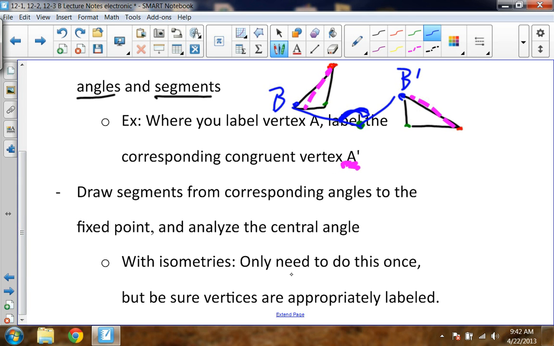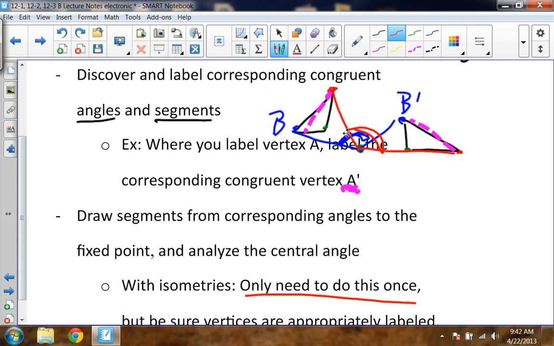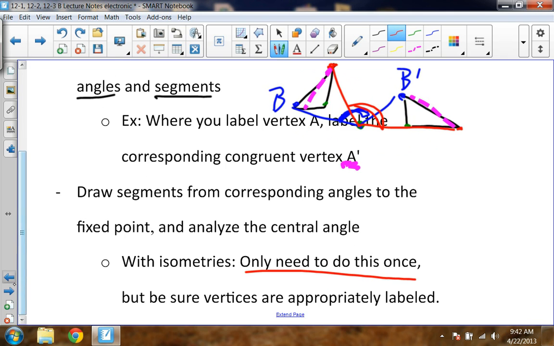Now with isometries, you only need to do this once. Like for instance, my A and A prime, if I did those right here, I drew segments. I wouldn't need to do it here because I already did it here, and we rotated the same amount each time. So these central angles should be congruent. So you only need to do it once. But be sure that you appropriately labeled your vertices. Make sure they're all appropriately labeled.